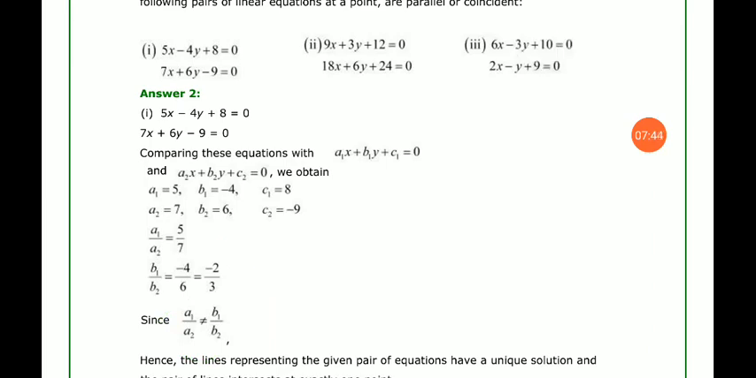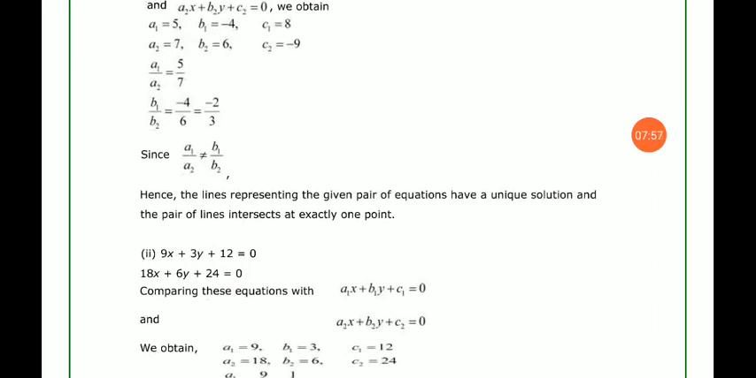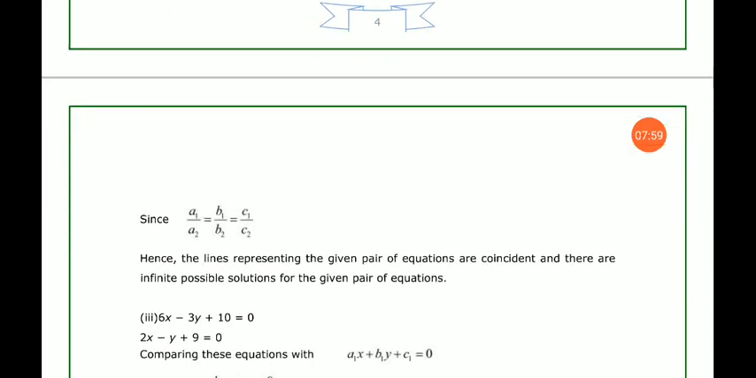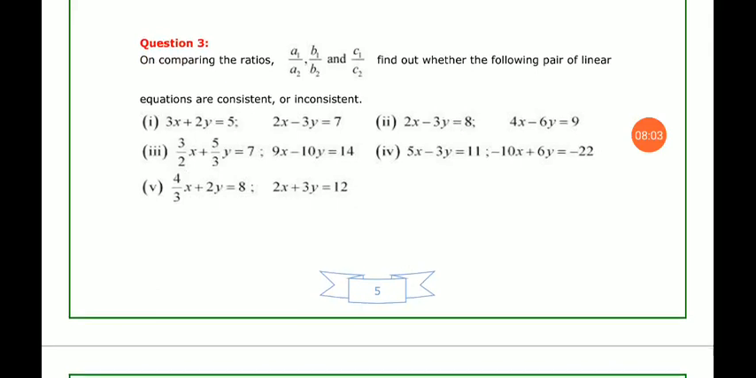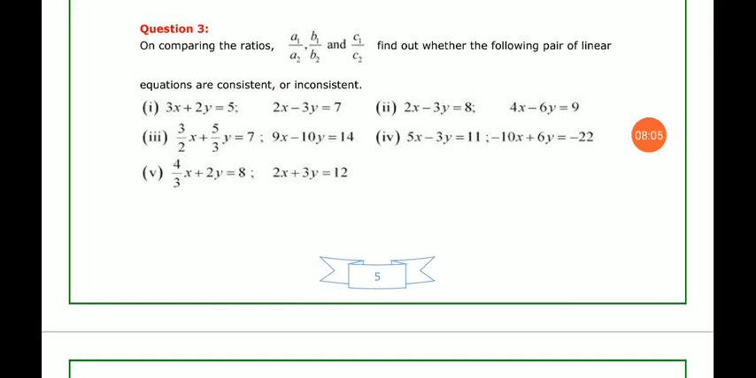And in the same way, students, you will do the second and third parts also. You will find out the values of A1, B1, C1, A2, B2, C2, and then you find out the ratio. After finding the ratio, you find out which kind of lines it is. Now moving towards question number 3.